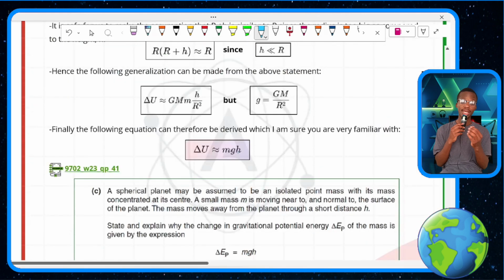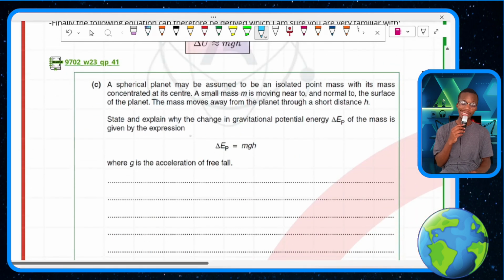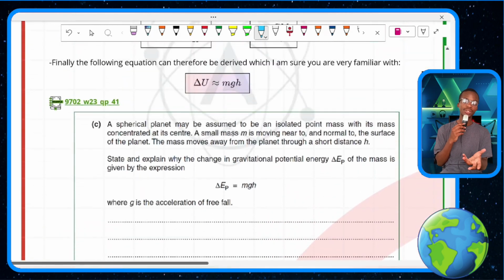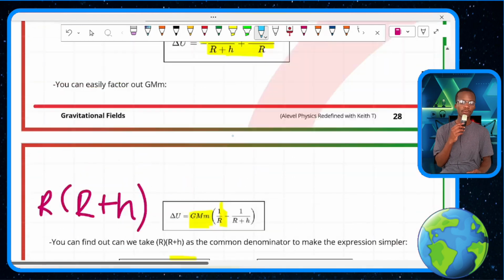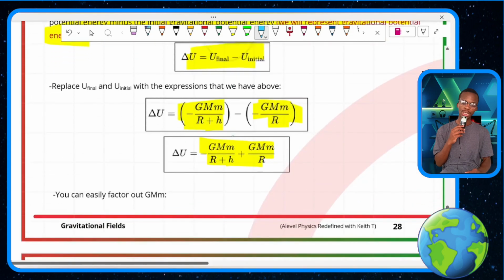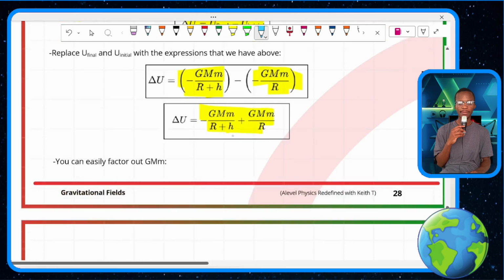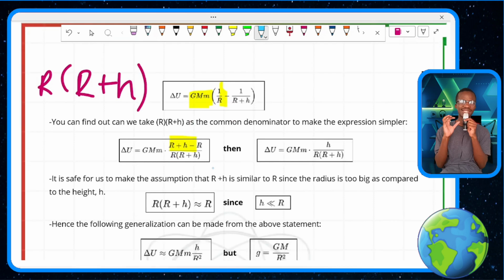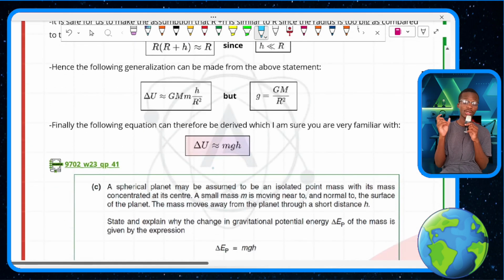So questions then ask you, hey, can you state and explain why the change is actually given by that expression? And you must be able to do that, as I've just demonstrated. But in a nutshell, you need to understand that the energy here at this point is now that at that specific point. Final minus initial, do the algebraic manipulation, arrive at this equation, and make an assumption that r plus h is the same as r, so r times r plus h is r squared, because the value of h is extremely small. So we can replace that with r squared. Know that GM over r squared is actually g. So we'll now be left with GMh, or mgh for short.